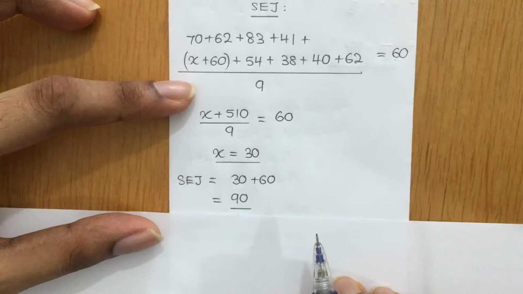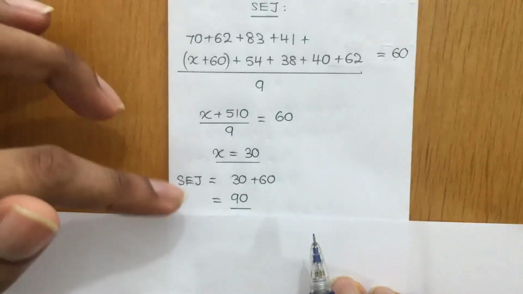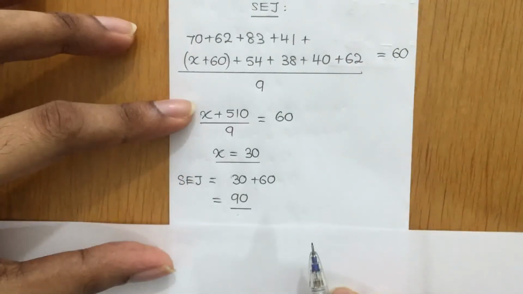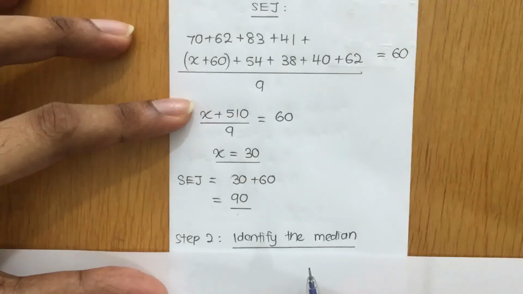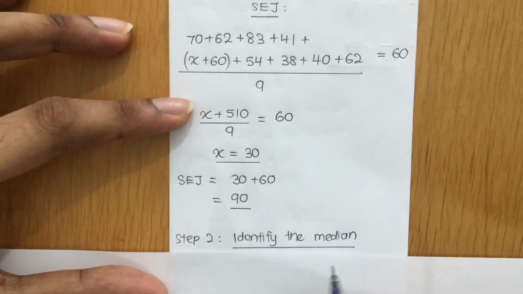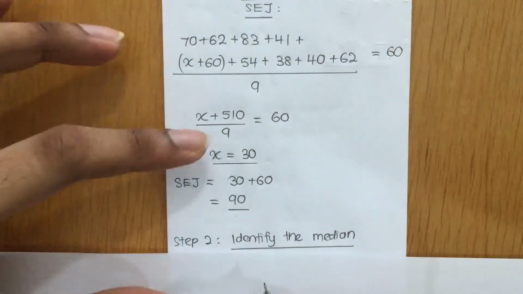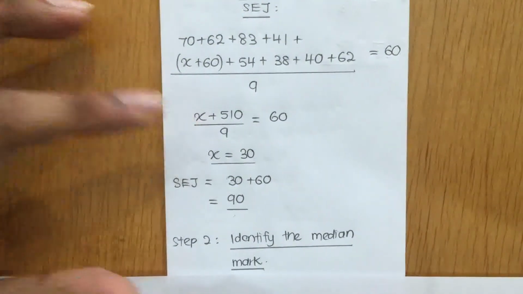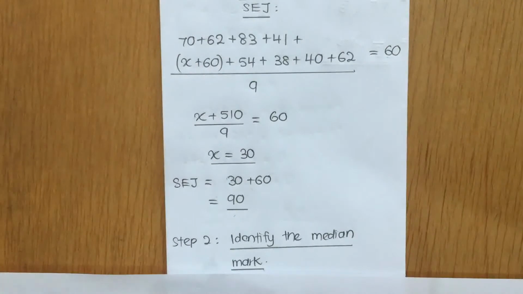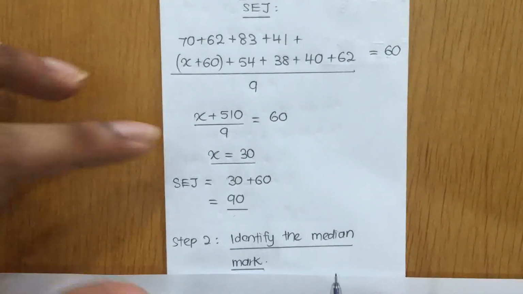So the second step, what you need to do, once you have already identified the mean, then only you can proceed to identify the median. Since this is ungrouped data, we're going to arrange every mark in ascending to descending order, or descending to ascending order. It's up to your preference, guys.